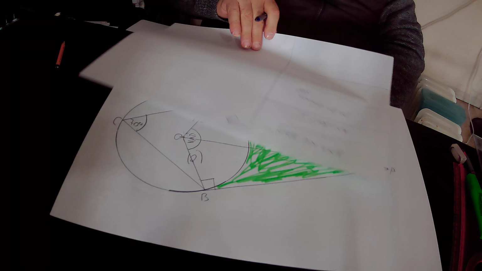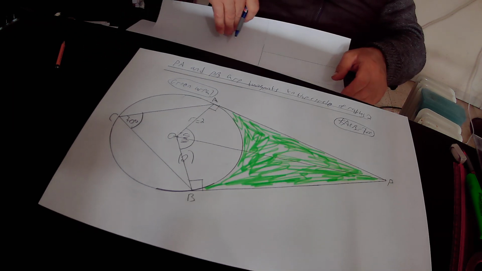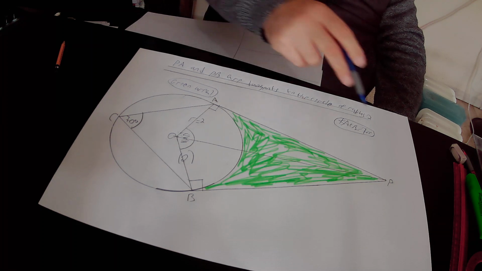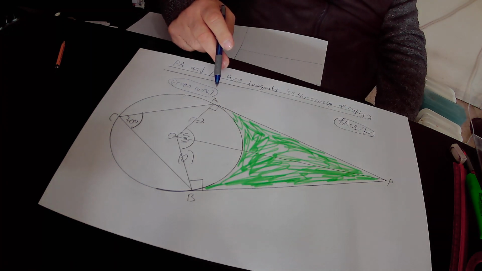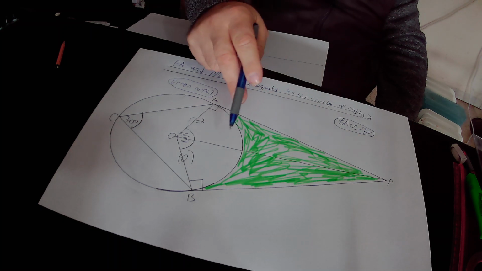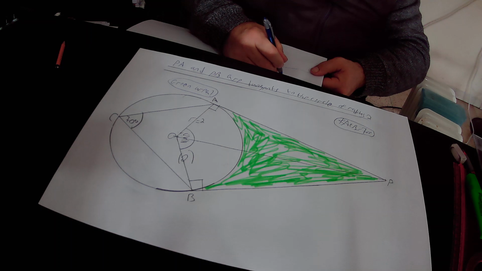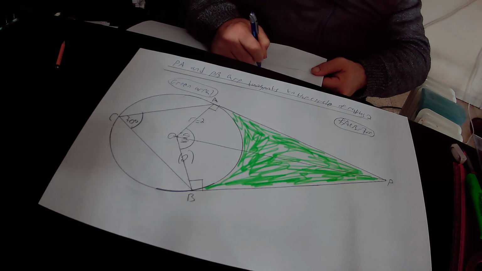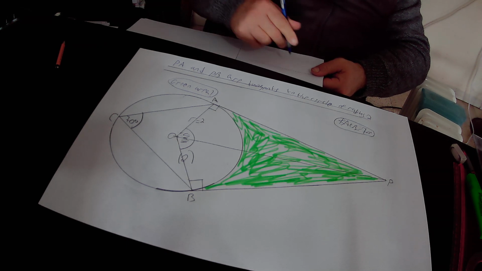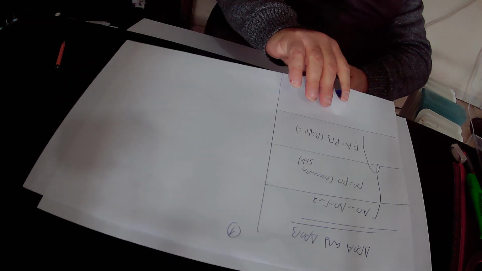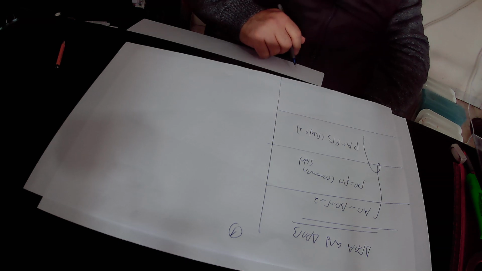And finally, side PA of the right triangle POA equals side PB of the right triangle PBO. PA equals PB according to rule 2.